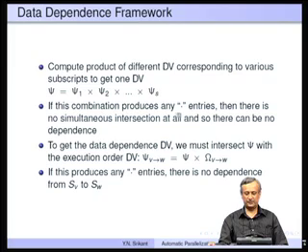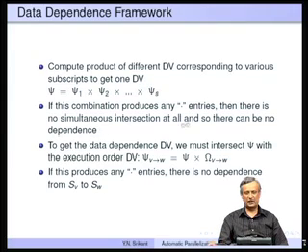Suppose this combination produces any dot entries, which means that in this direction vector we have less than, comma, greater than, comma, equal to, comma, dot. Then there is no simultaneous intersection between these direction vectors, since one of them is a dot. So, it is not a possible direction vector and there can be no dependence.